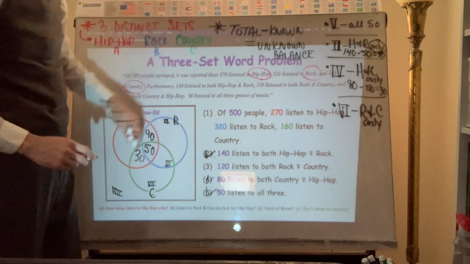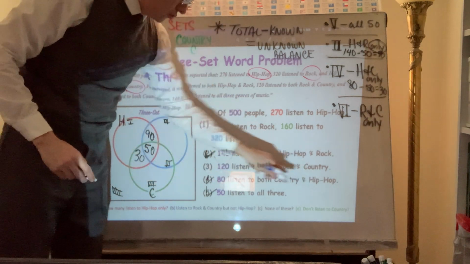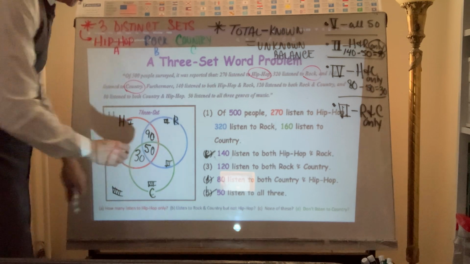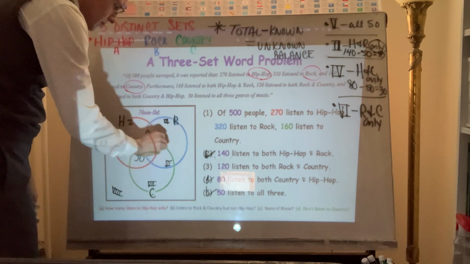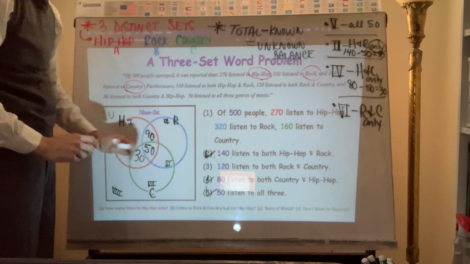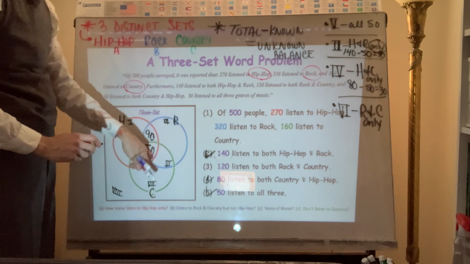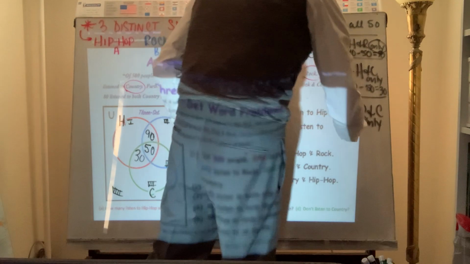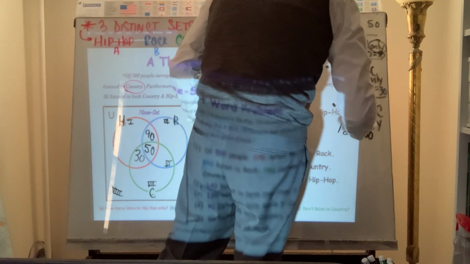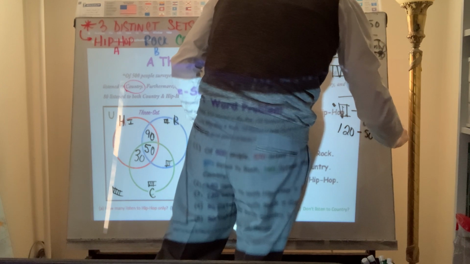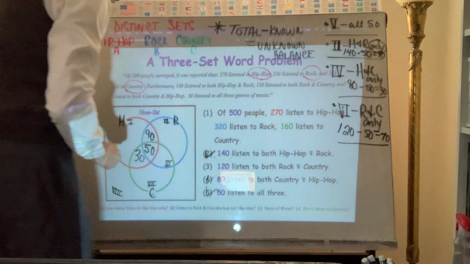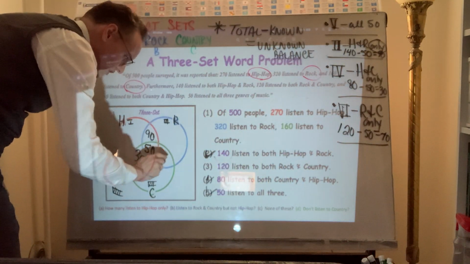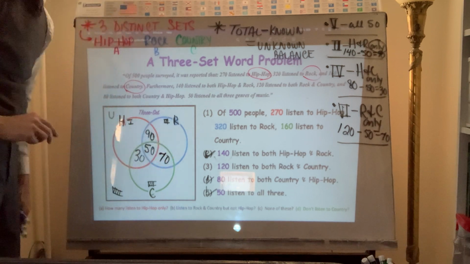The total, in this instance, rock and country, is 120. So this biscuit here would be 120 altogether. We know a portion of it, the known part, is 50. So similarly as before, 120 minus 50, which would be logically 70. That means that in region 6, we would have 70.